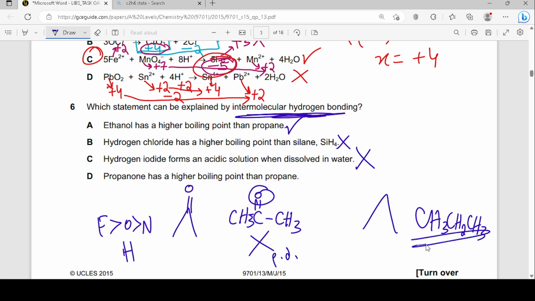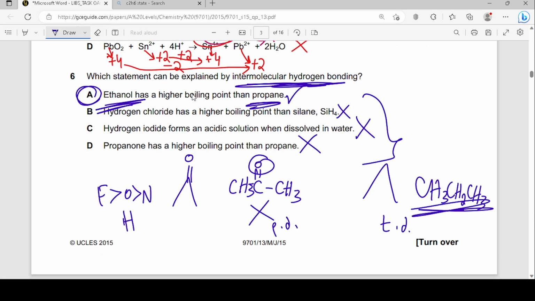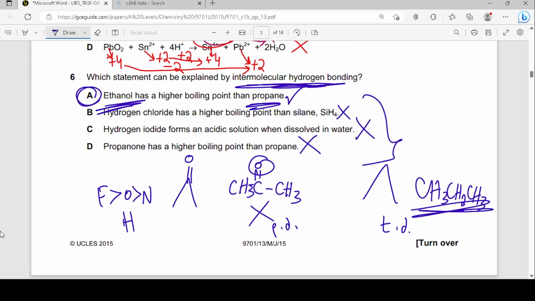And over here, propane is a non-polar molecule, right? Of course, C and H don't have a very large electronegativity difference, so it just has temporary dipole, induced dipole intermolecular forces. There's no connection with hydrogen bonding at all, which means that these three have nothing to do with hydrogen bonding, so obviously A is the answer. Ethanol has hydrogen bonding, while propanone just has permanent dipole forces and propane just has temporary dipole, induced dipole forces. So therefore, A is the one that can be explained by hydrogen bonding.